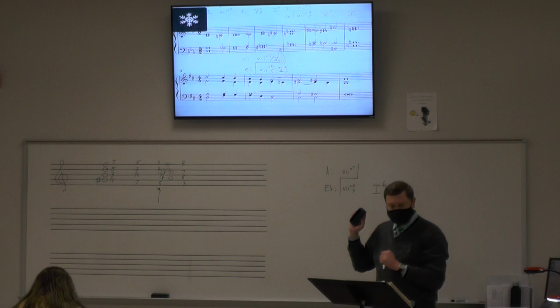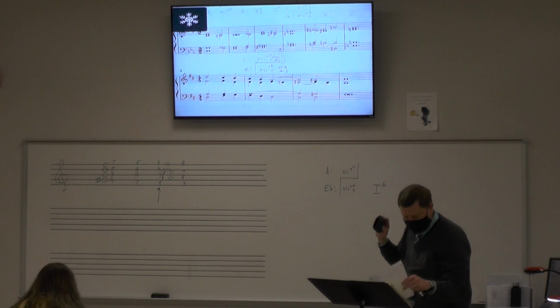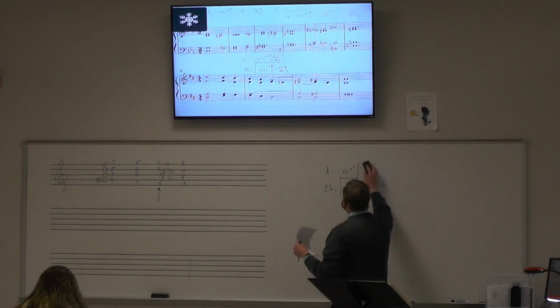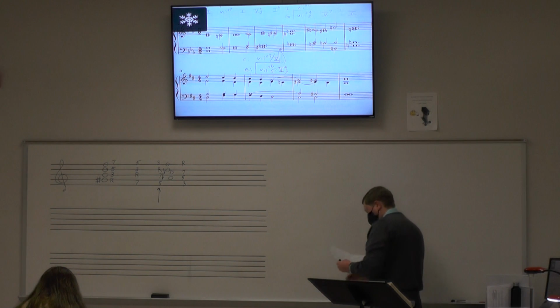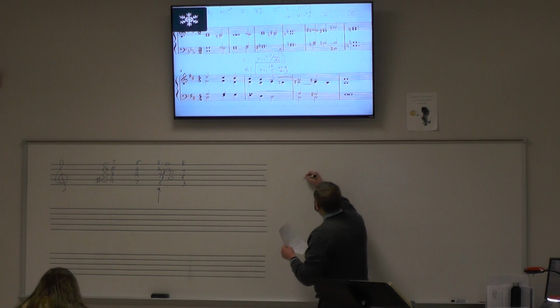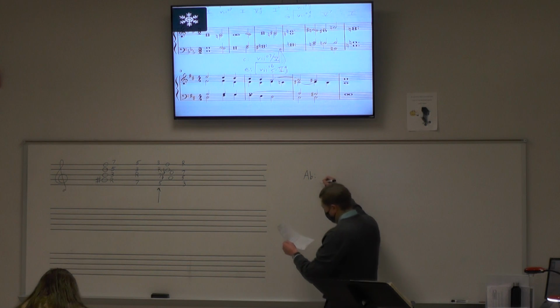Okay, let's try one more. And then I think that'll be enough for today. Oh boy, this is going to be a good one. Okay, the first key in my modulation is A flat major.